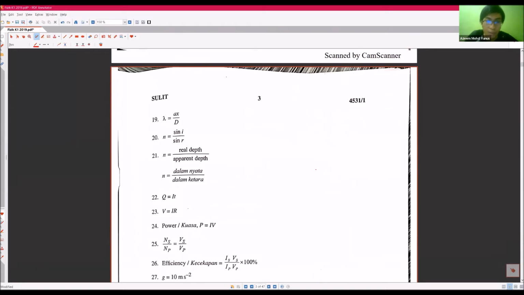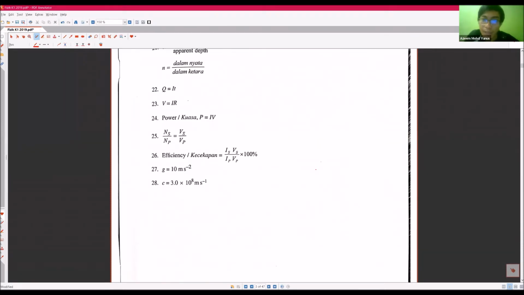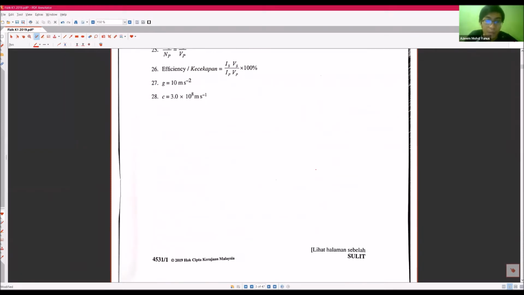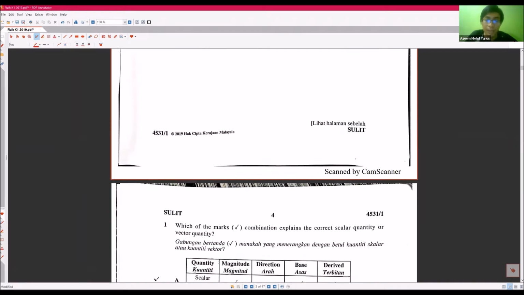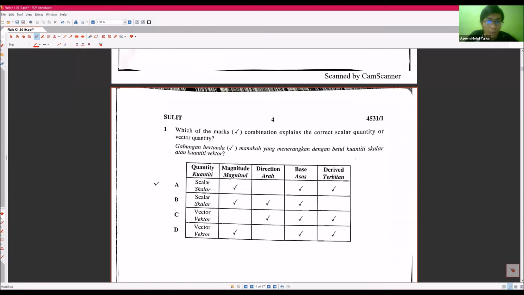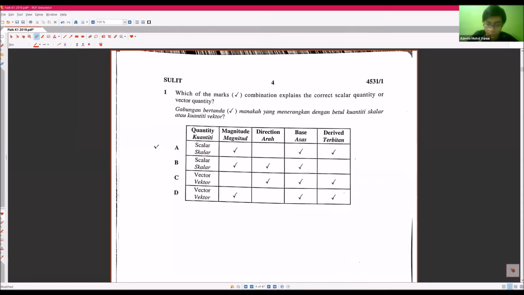It's the topic with the most questions that will be asked in paper one. So it's logical, because force and motion is quite long, the topic itself. So beware of that. Let's start with question number one here. This is from the intro topic. Which of the following combinations explains the correct scalar quantity or vector quantity?